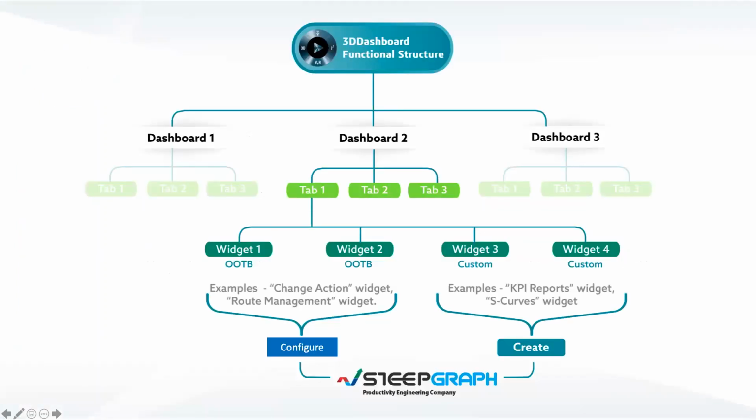So the 3D dashboard, as a functional structure, has multiple things under it. Dashboard 1, dashboard 2, dashboard 3. Here we can have multiple dashboards, and each dashboard can have multiple tabs. Under each tab, you have multiple widgets. That's how things are organized. For example, under dashboard 2, I have tab 1, 2, and 3, and under tab 1, I have widget 1 and widget 2. So this is how the 3D dashboard is functionally organized.